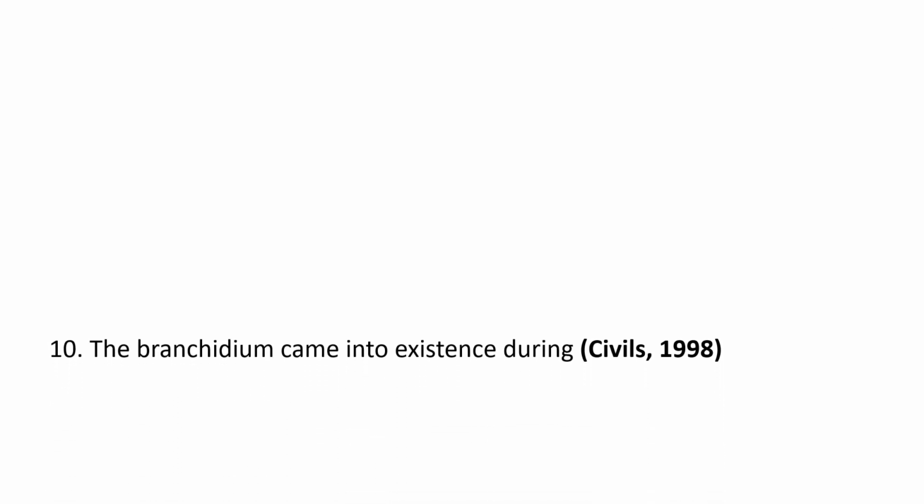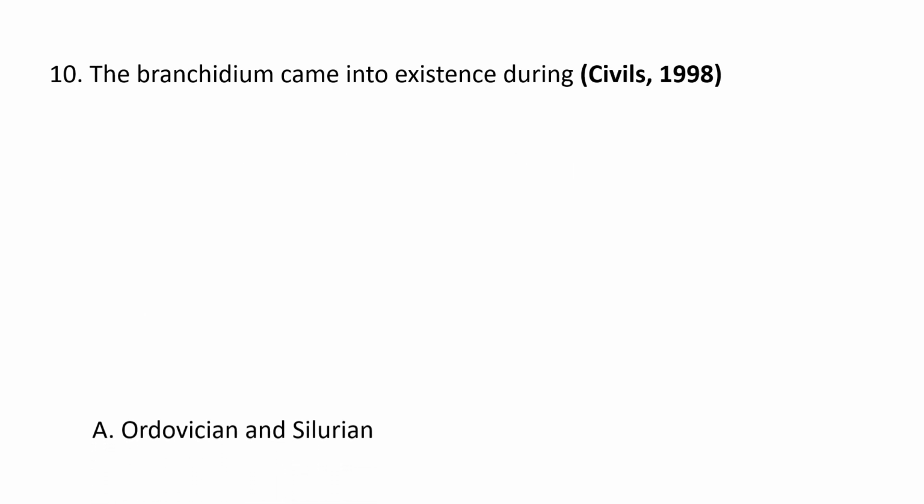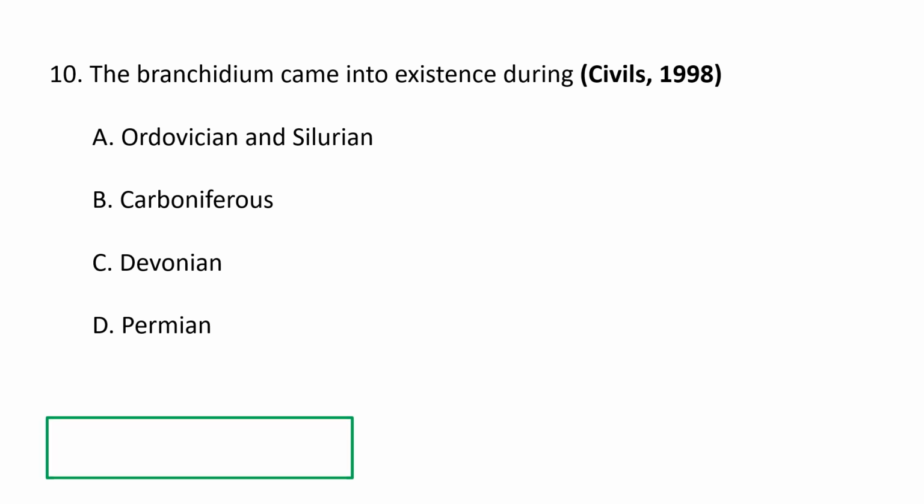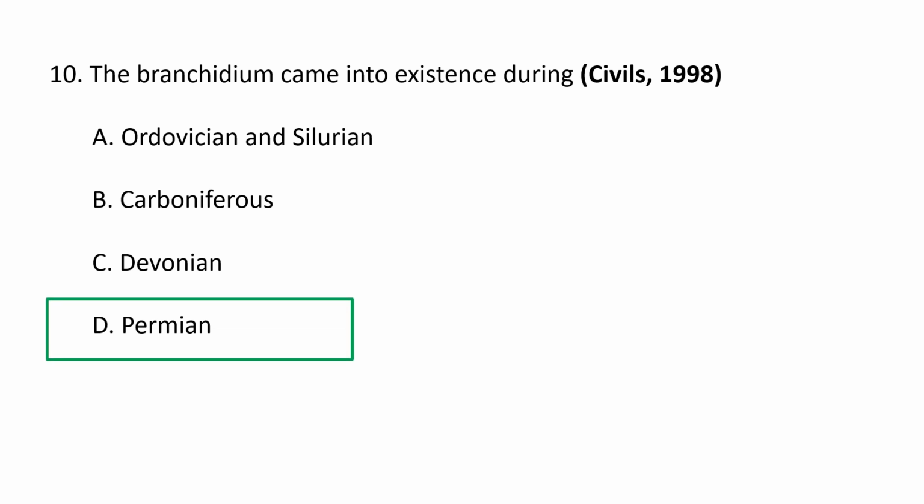Next question. The brachidium came into existence during A. Ordovician and Silurian, B. Carboniferous, C. Devonian, D. Permian. So correct answer is D. Permian. So during the Permian, the brachidium came into existence.